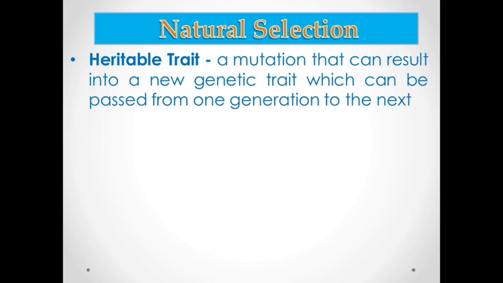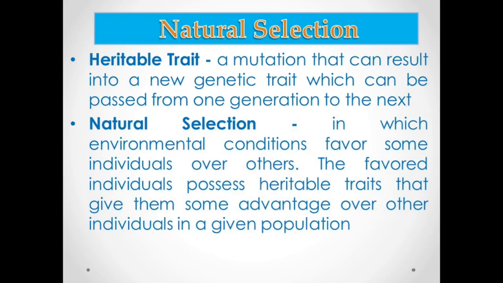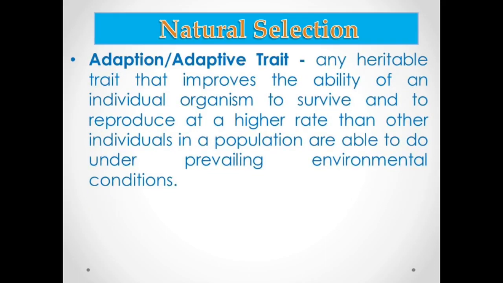The next step in biological evolution is what we call natural selection, in which environmental conditions favor some individuals over others. The favored individuals possess heritable traits that give them an advantage over other individuals in a given population. Such a trait is what we call an adaptation or adaptive trait, any heritable trait that improves the ability of an individual organism to survive and reproduce at a higher rate than other individuals in a population under prevailing environmental conditions.